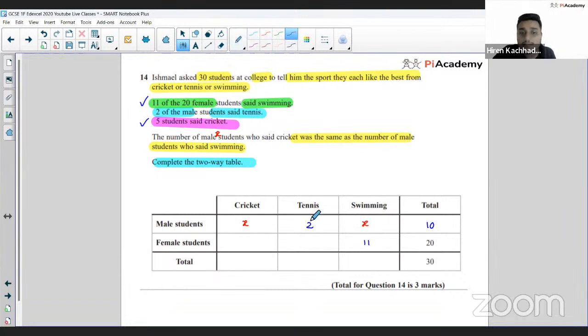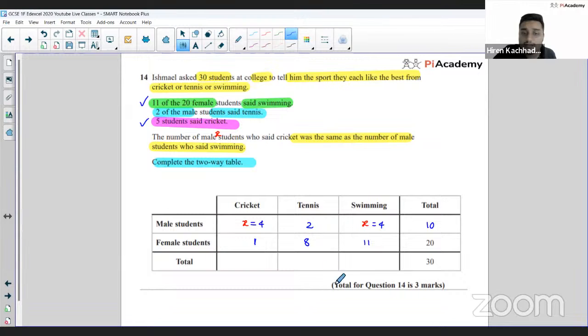So it's very clear, 10 minus 2 is 8, and these are the same. So this must be 4. So this is 4 and this is also 4. And then it's very easy, because once you know this is 4, this is 2, and this is 4, you can use this line. 5 of the students said cricket. So if 4 of them are male, then 1 of them is female. Agree? And once you know this one, 1 plus 11 is 12 and the total is 20.